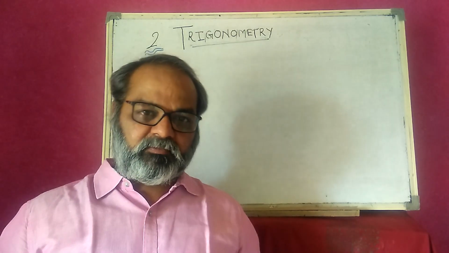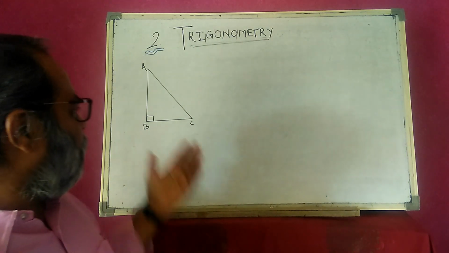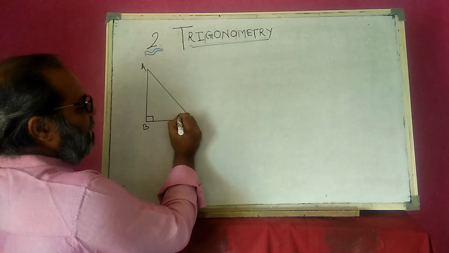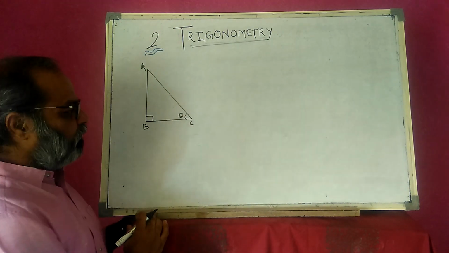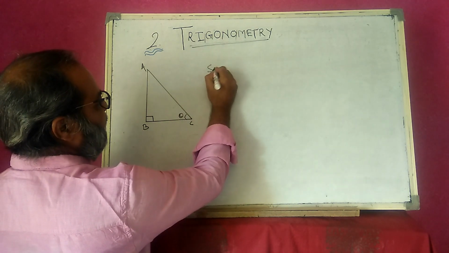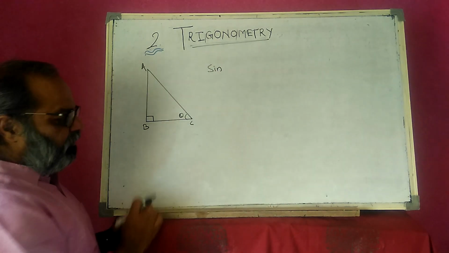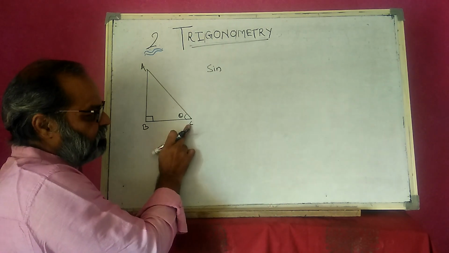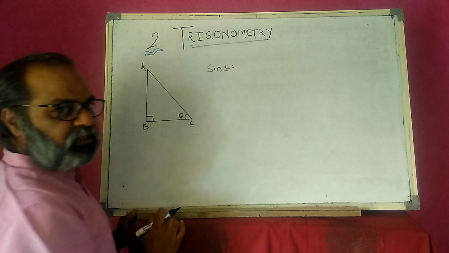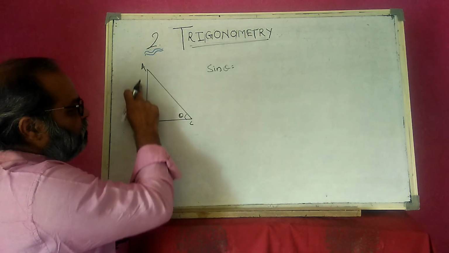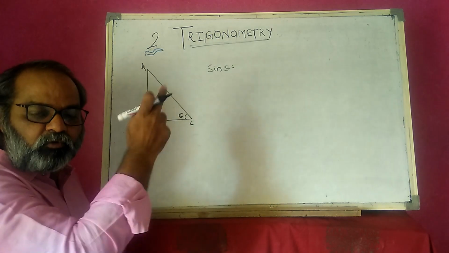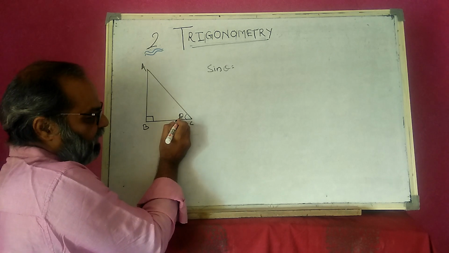Okay, so let's recall some ratios here. There is one triangle ABC, angle B is 90, and angle C I just take as theta. First thing very important is sine, referred to as sin. I just find the value of sine theta, where angle C is represented by theta. So what is sine? Sine is opposite upon hypotenuse, the opposite side to the angle we want to find.